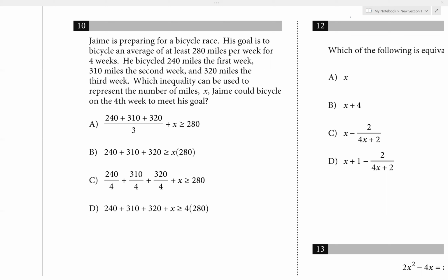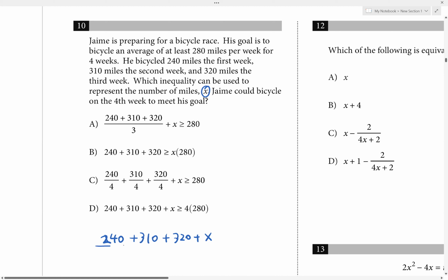Okay, so the total for the 4 weeks: the first week we know is 240, and then the second week is 310, so we have to add it. And then the third week, 320, so plus 320. And then the remaining week, we don't know exactly what the number is, so we'll just say that's X. So we do plus X, and this represents the total for all 4 weeks.